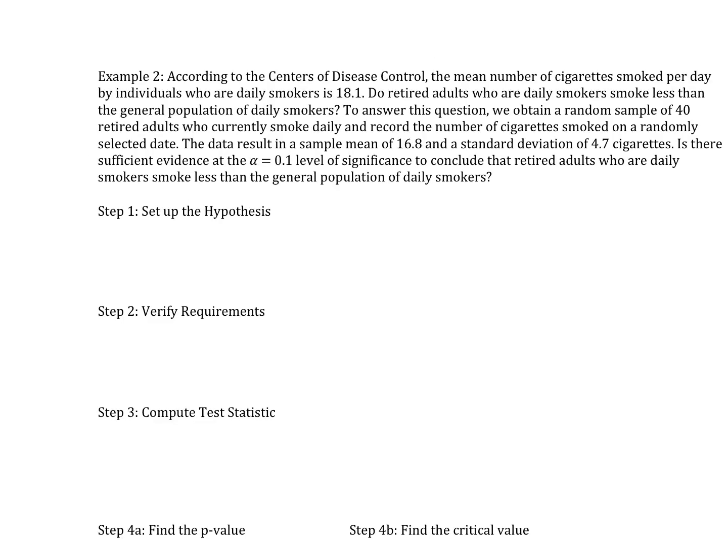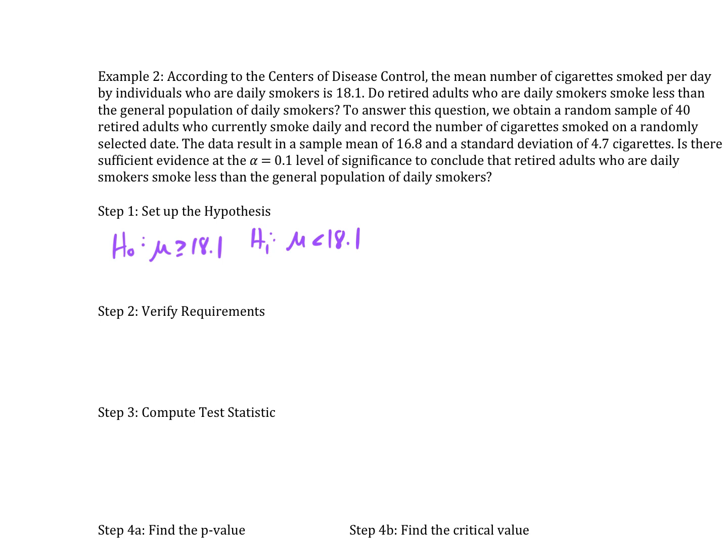According to the Centers for Disease Control, the mean number of cigarettes smoked per day by individuals who are daily smokers is 18.1. Do retired adults who are daily smokers smoke less than the general population of daily smokers? So H1 is testing is mu less than 18.1. So therefore, what's my null? It's greater than or equal to? Greater than or equal to or equal to. Doesn't matter which one you put.